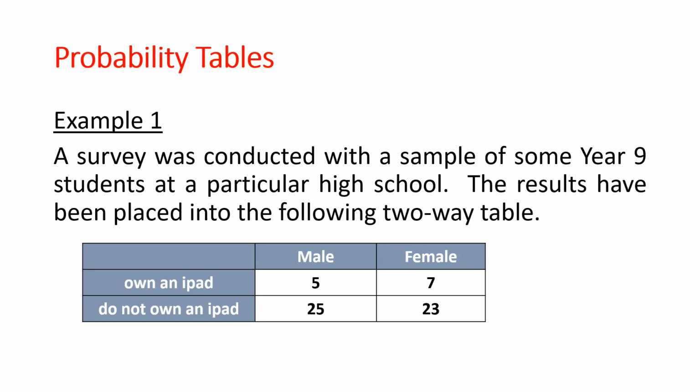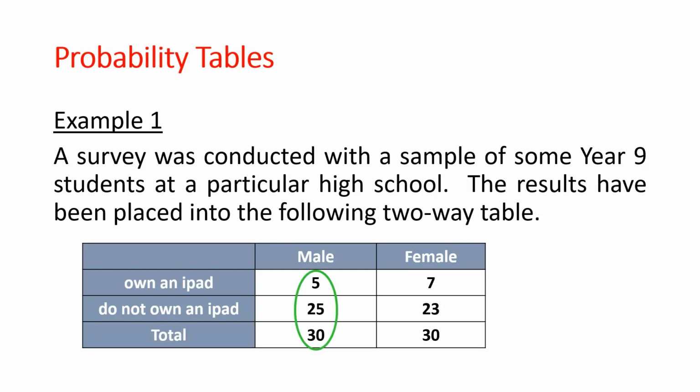A survey was conducted with a sample of some Year 9 students at a particular high school. The results have been placed into the following two-way table. So we've got some males, females, and those that own an iPad and those that don't own an iPad. Let's quickly add up how many males. 5 plus 25 make 30. And 7 plus 23 make 30 females. So we have 30 males and 30 females.